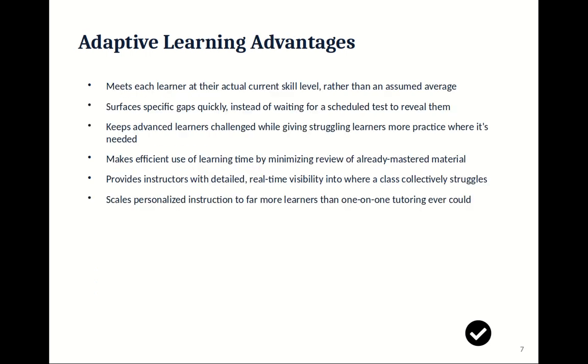Adaptive learning advantages: it meets each learner at their actual current skill level rather than an assumed average. It surfaces specific gaps quickly instead of waiting for a scheduled test to reveal them. It keeps advanced learners challenged while giving struggling learners more practice where it's needed. It makes efficient use of learning time by minimizing review of already mastered material.